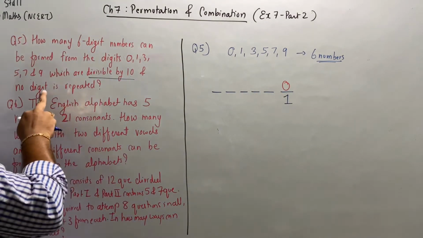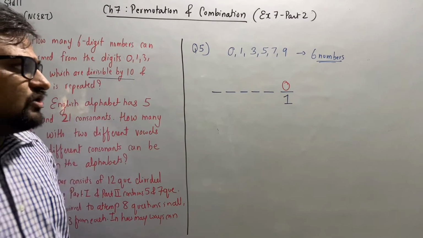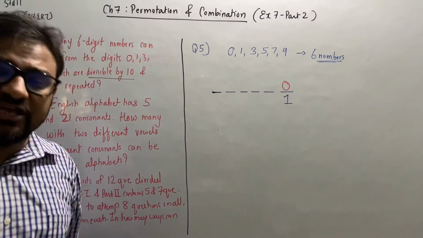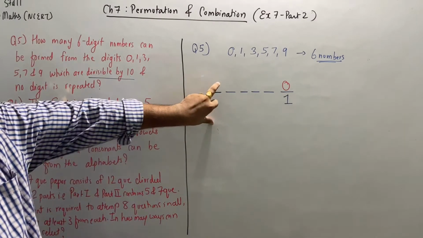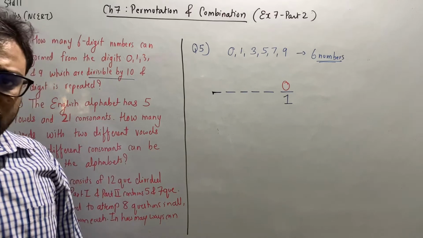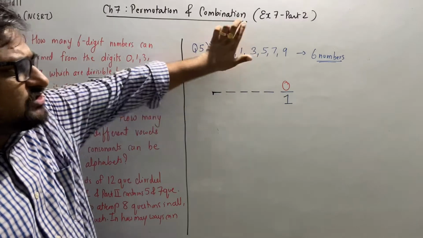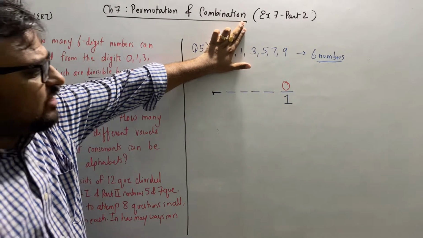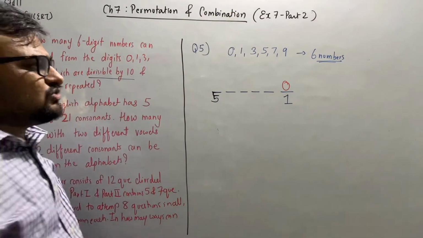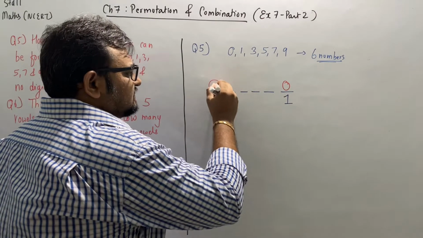Now, no digit is repeated. Right? So now I can put each and every number here except 0. Why? Because if I put 0 here, then it will not be a 6-digit number, it will be a 5-digit number. Right? So I have already put 0 at the units place, so I am not having 0 now. I am having only 5 numbers, and all the 5 numbers I can put here. Right? So now this place is filled.